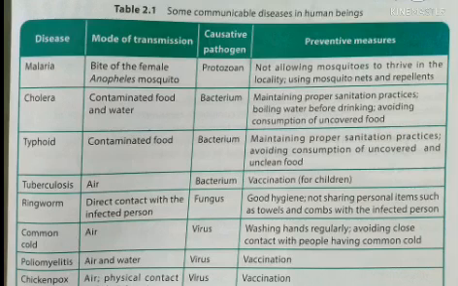Disease is poliomyelitis. Mode of transmission is air and water. Causative pathogen is virus. The preventive measure is only vaccine. The disease is chickenpox. Mode of transmission is through air and physical contact with the infected person. Causative pathogen is virus. The preventive measure is only vaccination.